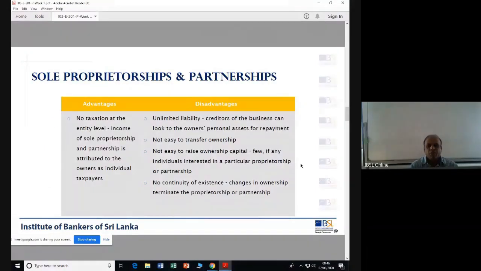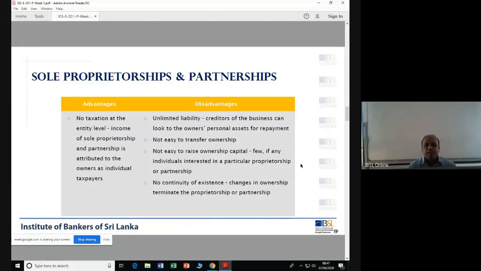I have given you some comparisons between sole proprietorship and partnership. So now we know what a sole proprietorship is and what a partnership is. Sole proprietorship is a business owned by one individual. And you know what a partnership is? Partnership is where there are 2 or more people involved, but fewer than 20.